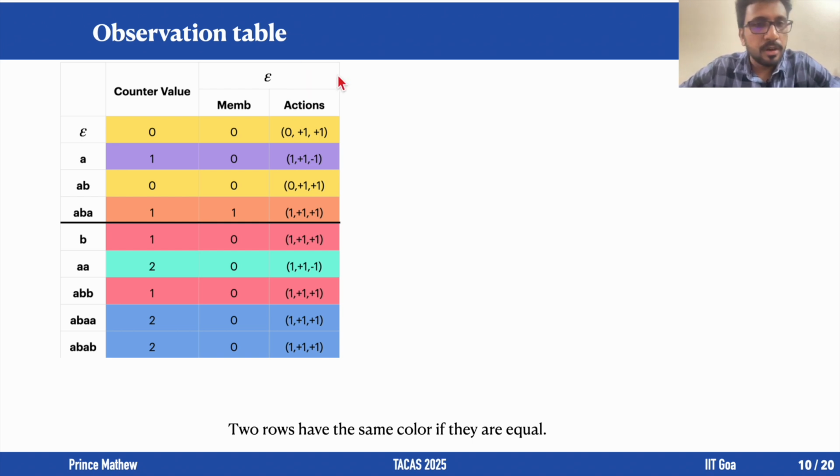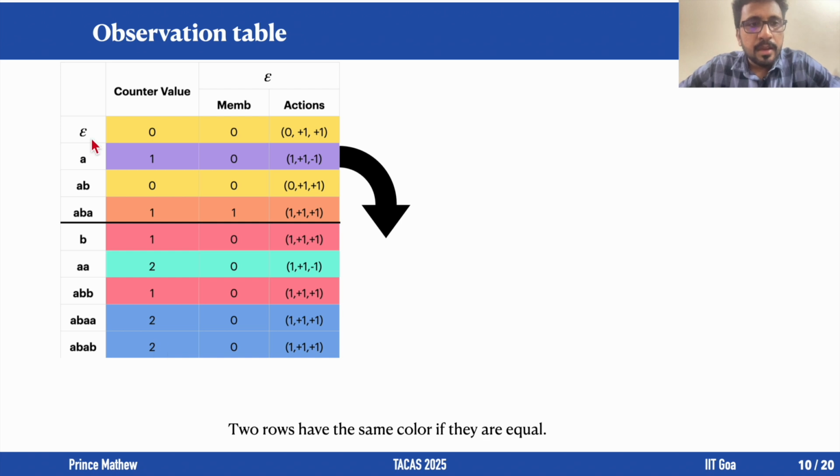Let's call them columns. In the rows you have epsilon, A, AB, and ABA, and you have the one letter extensions in the bottom part. So you have BAA, ABB, ABAA, and ABAB. Each row will have an associated counter value, which is the counter value reached on reading that word. So this is the counter value reached on reading epsilon, on reading A, on reading AB, on reading ABA, and so on.